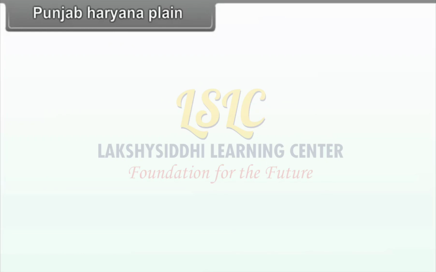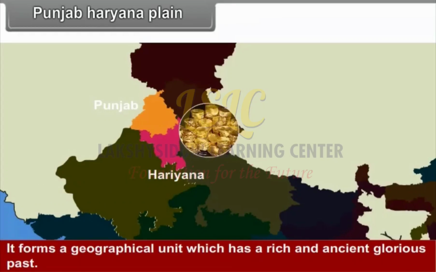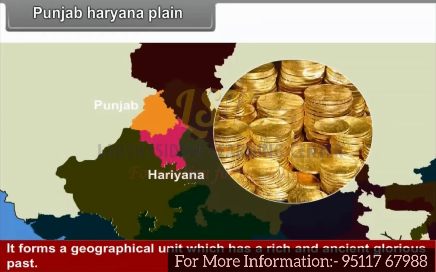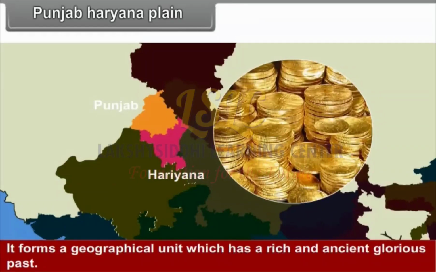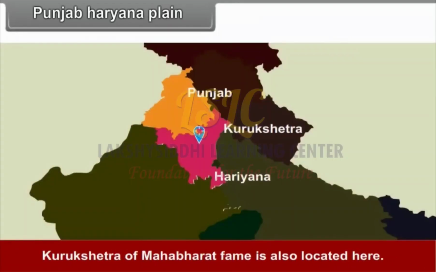Punjab Haryana Plain. The Punjab Haryana Plain is a fertile alluvial lowland situated to the west of Yamuna River and north of Rajasthan Desert. It forms a geographical unit which has a rich and ancient glorious past. The Indus Valley civilization extended up to Punjab. Kurukshetra of Mahabharat fame is also located here.